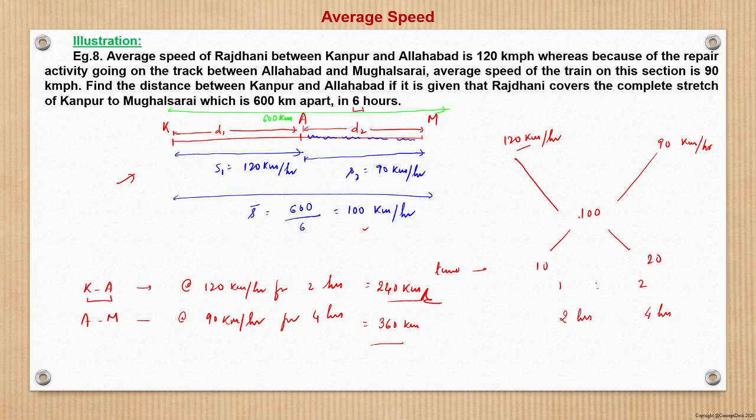What we did here, we allocated speed, we got the ratio of time, total time was given, so we can find the individual times, t1 and t2. So s1 t1 and s2 t2, this was for the Kanpur and Allahabad stretch, and this was for the Allahabad Mughalsarai stretch, right? So therefore we can get the required distance.